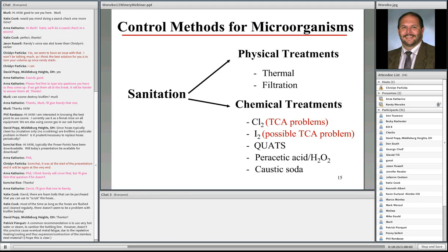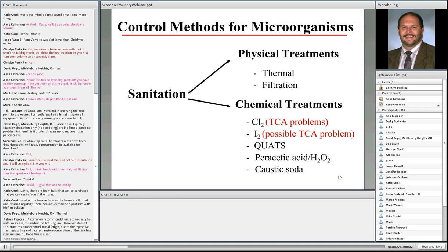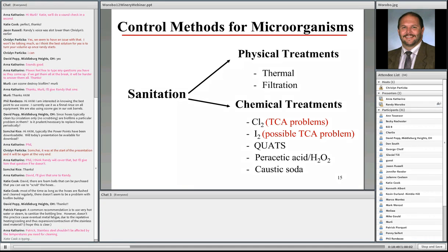At the same time, another physical treatment is thermal or heating. However, there are specific issues that are associated with hot water sanitation, or which may include steam. The generation of hot water is expensive. The generation of steam is expensive, and it also requires dedicated equipment. This is why chemical disinfection methods are more common in the food and beverage and wine industry.